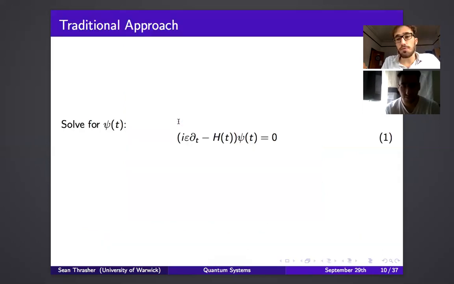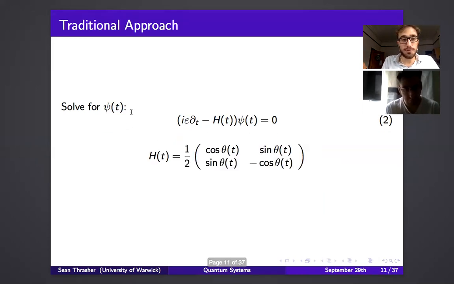So traditionally, what would you do? You'd write down what's known as the Schrodinger equation right here and try and solve for psi of t. This right here is a function. It's known as the wave function. And this h of t is a matrix. Matrix is just a fancy word for a bunch of numbers in an array. This h of t, the Hamiltonian, loosely speaking, represents the energy of our system, our total energy.